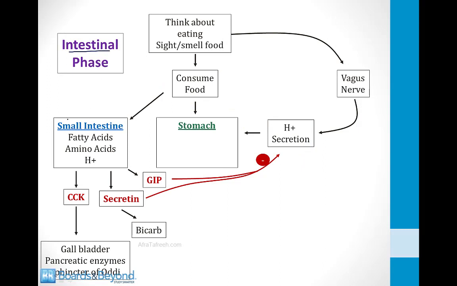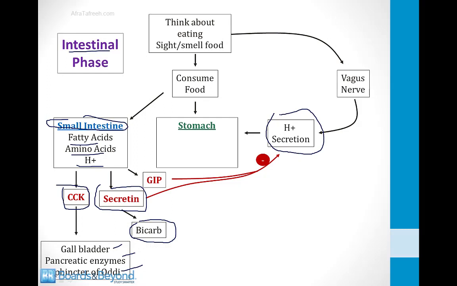And then the final phase of digestion is called the intestinal phase. In this phase, food has reached the small intestine, so fatty acids and amino acids and protons are present in the small intestine. These things will trigger the release of cholecystokinin, which will stimulate the gallbladder to contract. It will stimulate the release of pancreatic enzymes, and it will relax the sphincter of Oddi. Secretin will also be released, which can promote bicarb secretion by the pancreas. And both secretin and GIP have inhibitory effects on proton secretion in the stomach, so it will shut down stomach acid secretion because that is no longer necessary as food is moved into the intestine.